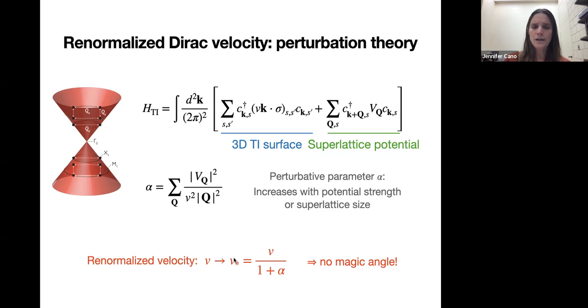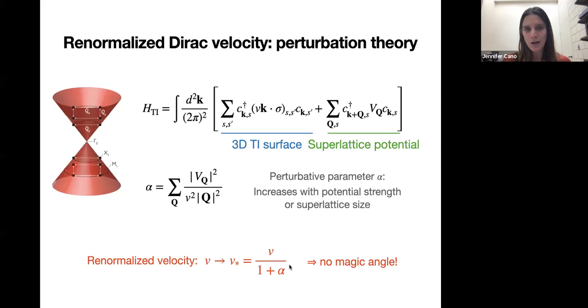In the other direction, if we increase the wave vector, which is like making a smaller supercell or smaller superlattice or smaller moire unit cell, if we increase q, then we decrease alpha, and that pushes the velocity in the other direction. So there are some similarities here to twisted bilayer graphene, but there's a huge difference, which is that the new velocity goes like 1/(1 + alpha). In other words, you never realize a magic angle.